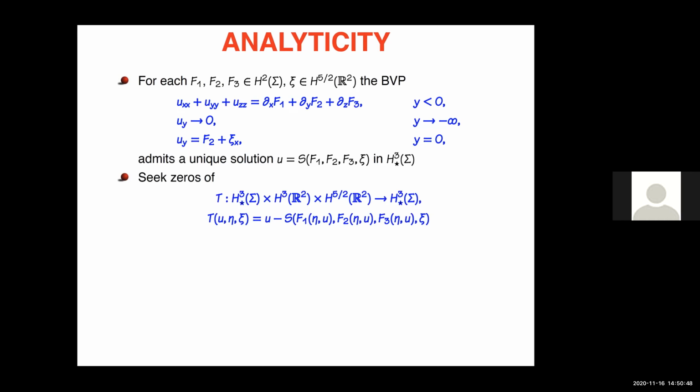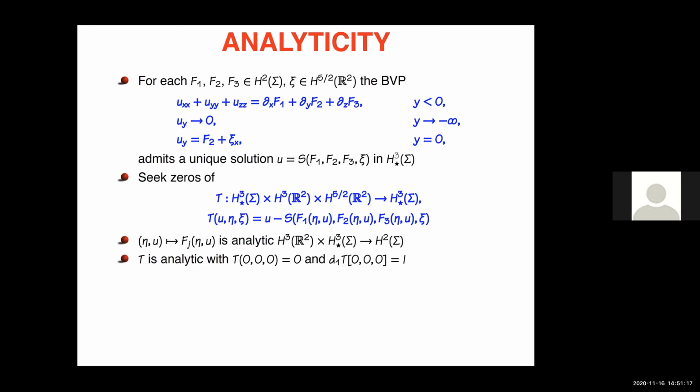So how would we do that? Well, we notice that these mappings, f1, f2, f3, are analytic functions of eta and u. You basically just look at them to see that this is the case. And that means that T must be an analytic function of u, eta and psi, because it's just a linear function of f1, f2, f3 minus u.